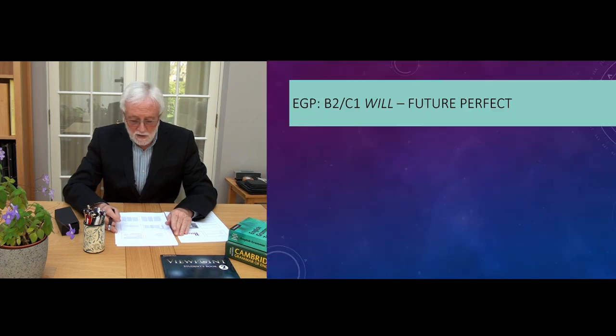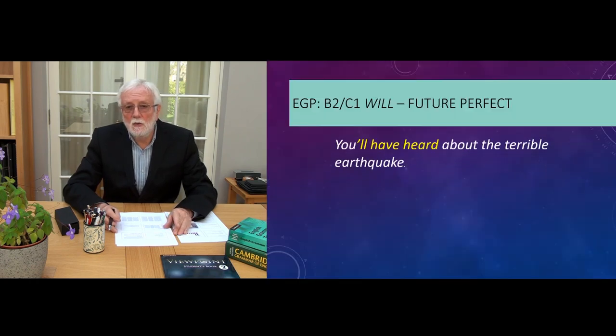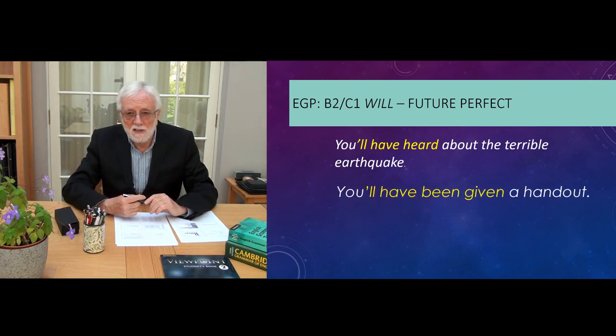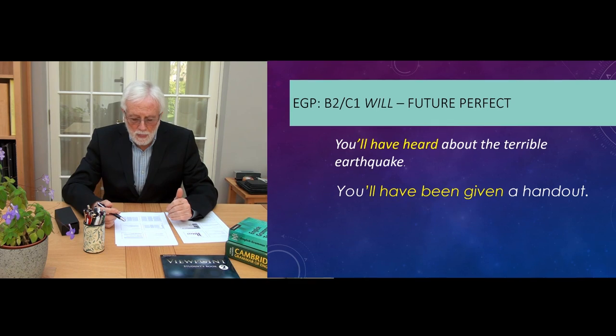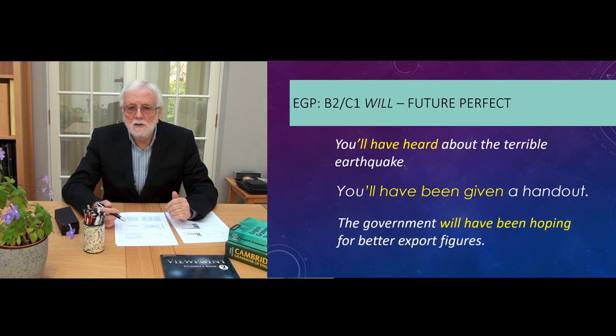So let's have a look at some examples of this form, but with a quite different function or meaning. The first example: "You will have heard about the terrible earthquake." The second example is one I heard myself when I came to a workshop at a conference, and the speaker stood up and said, "You will have been given a handout as you entered the room." And the third one is from a newspaper: "The government will have been hoping for better export figures."